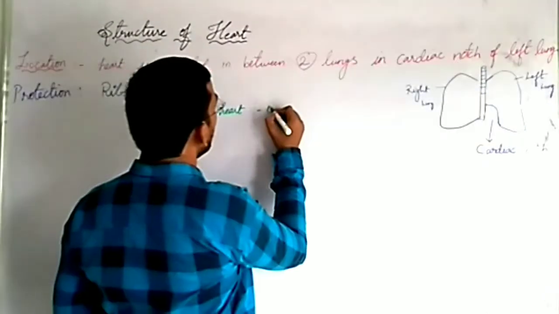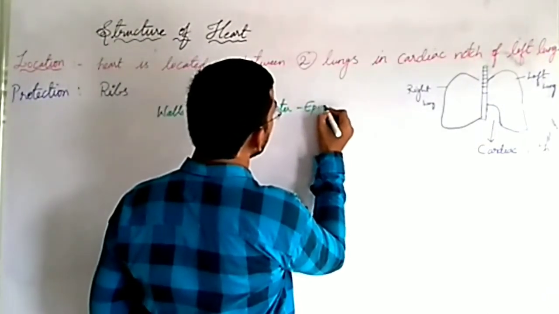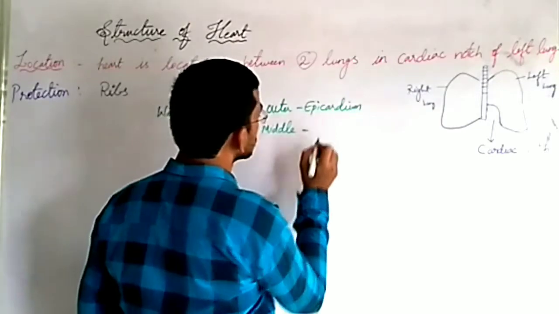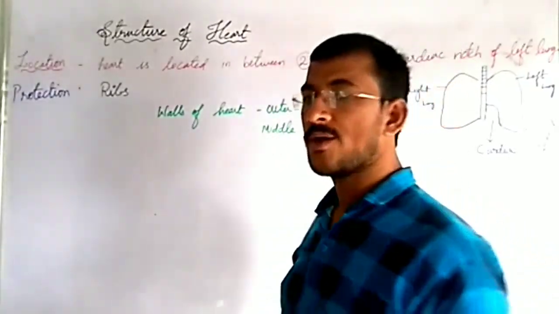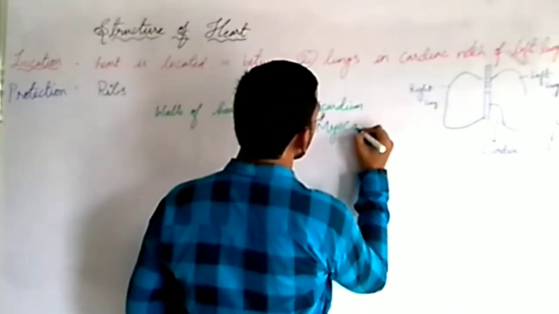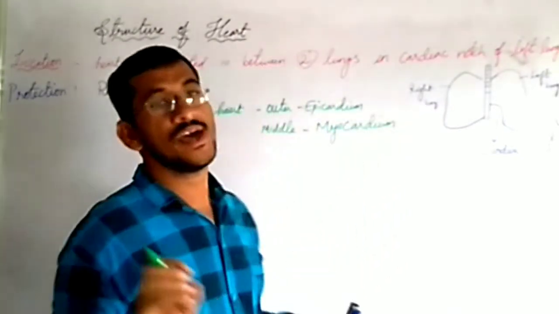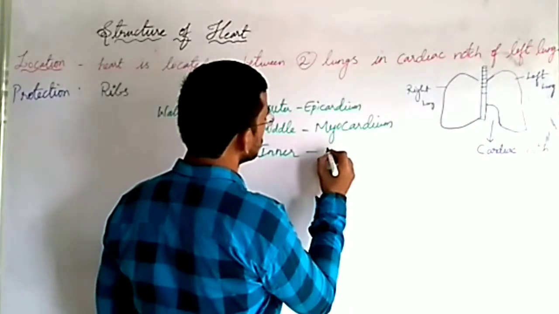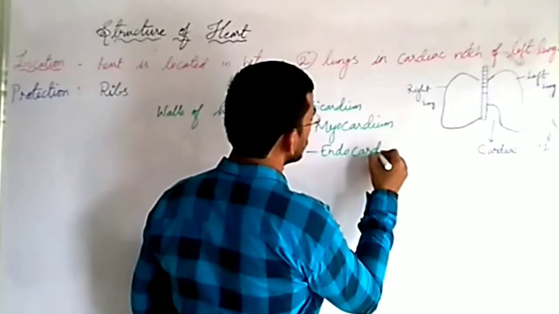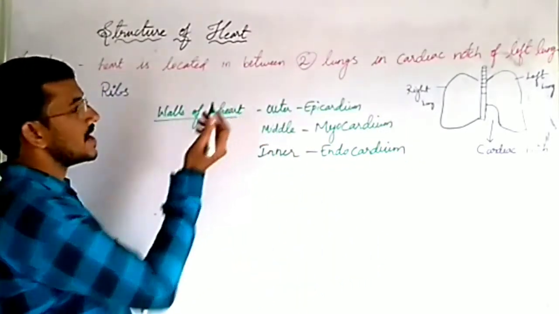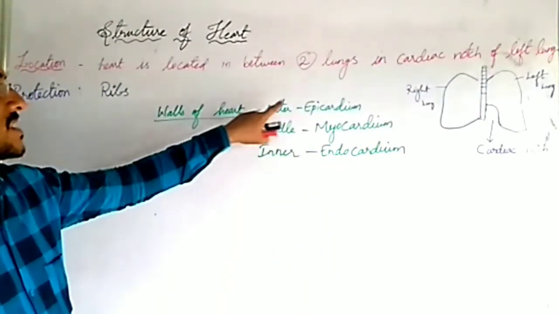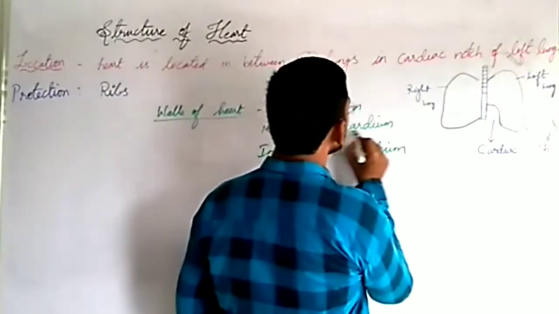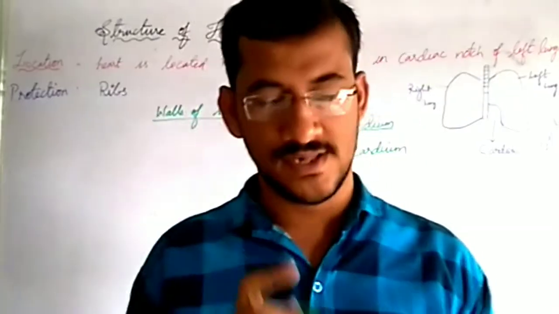And what are the three membranes? The outer one is epicardium, the middle membrane is myocardium, and the inner one is called endocardium. So the wall of the heart is made up of three membranes. The outer membrane is epicardium, the middle is myocardium, the inner is endocardium. This is completely made up of muscle, cardiac muscle.